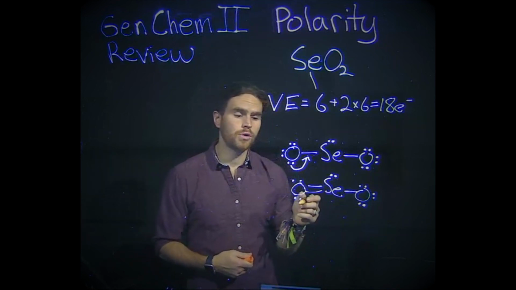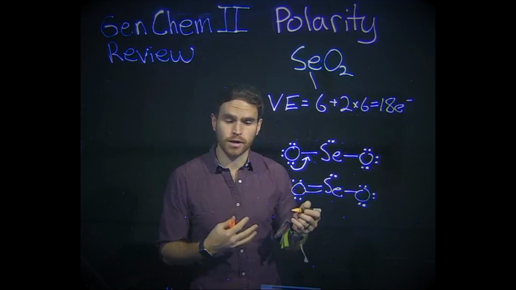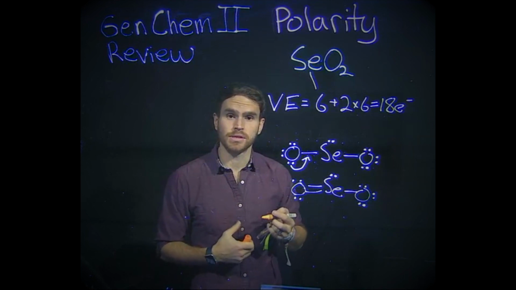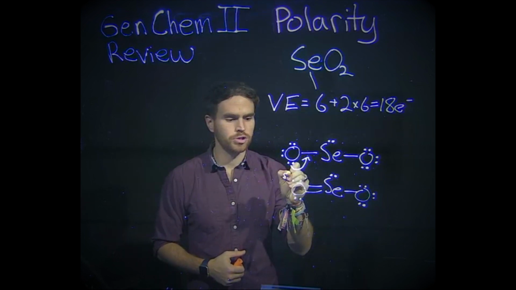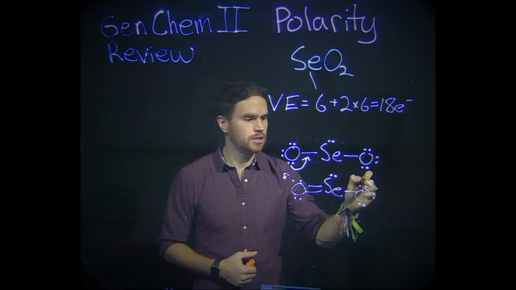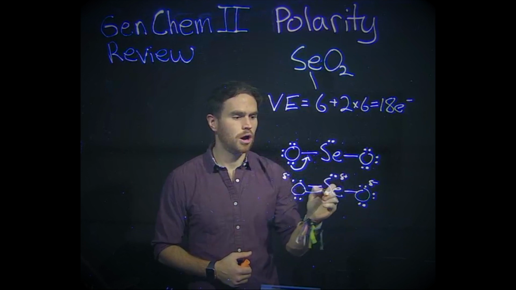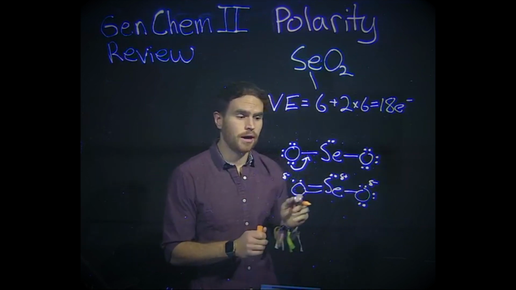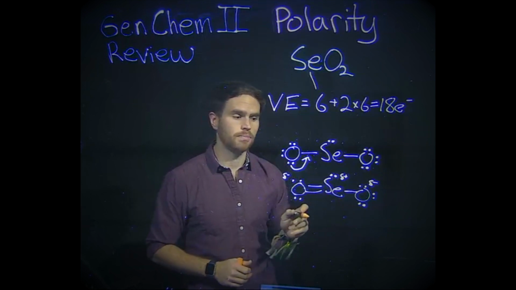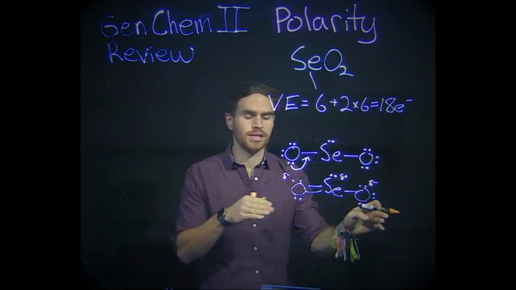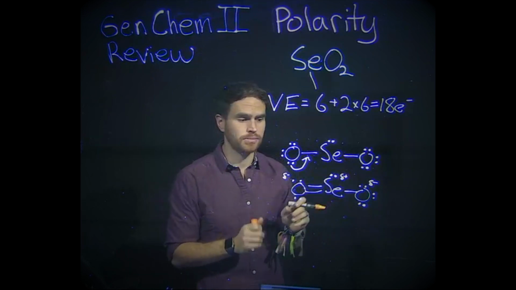Now, we know that, again, fluorine, oxygen, and nitrogen are the 3 most widely accepted atoms as being the most electronegative. Thus, we know that there's likely a partial negative charge on each oxygen atom and a partial positive charge on the center atom, selenium. Now, if this were the molecular shape of the molecule, this would be nonpolar, because each oxygen is withdrawing electrons towards the center of their atoms from selenium.